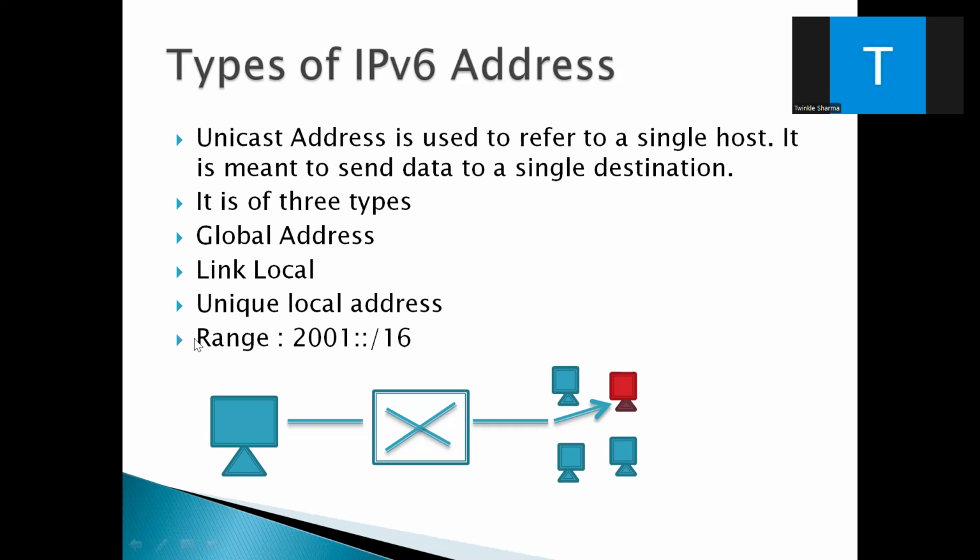The range of unicast address is 2001::/16. Here we are sending the data to a single destination. You can see in the picture, it is very easy to understand. Okay, here from the router.